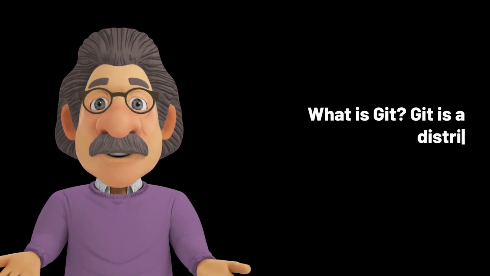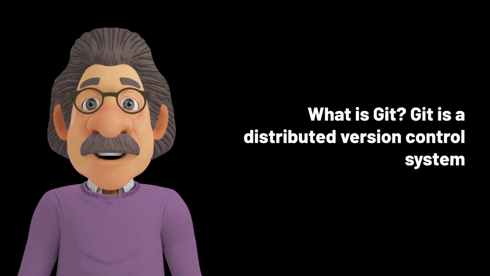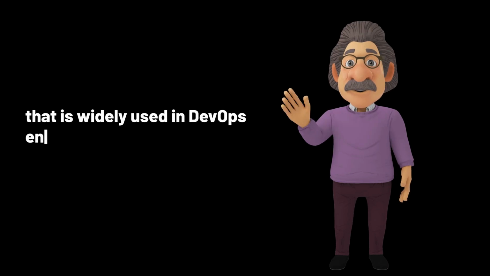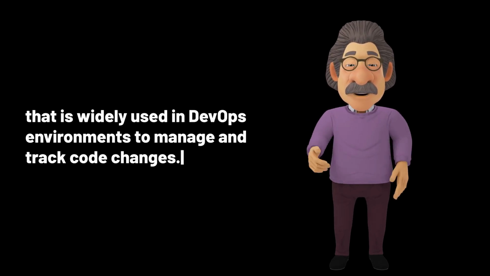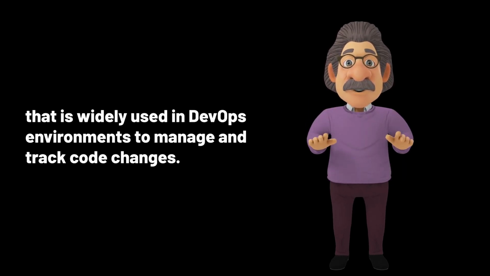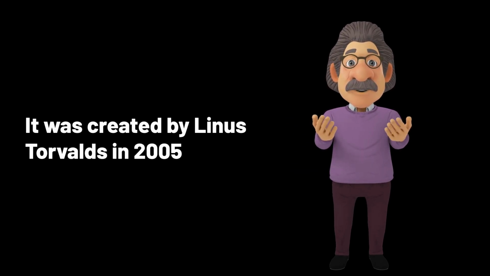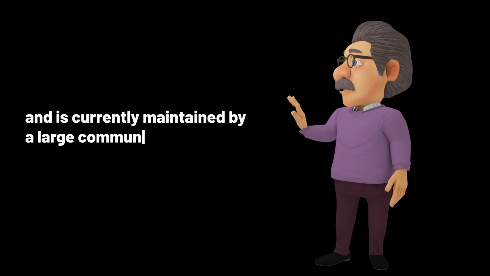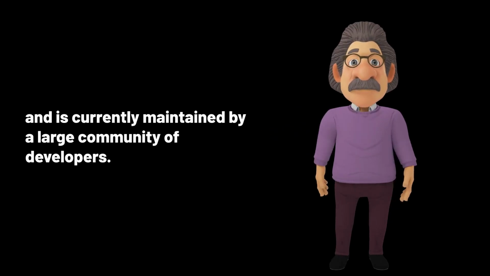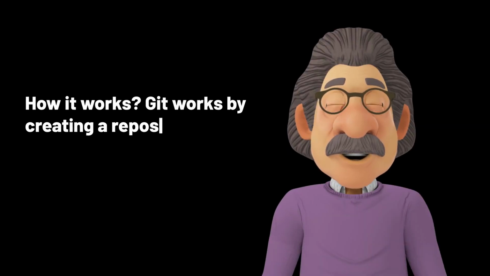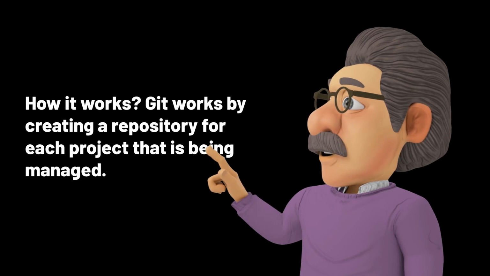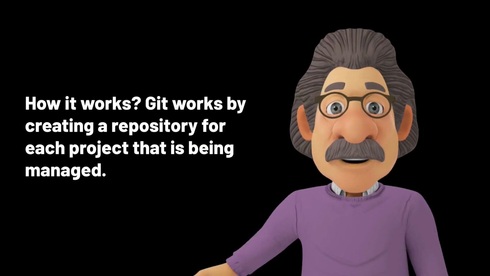What is Git? Git is a distributed version control system that is widely used in DevOps environments to manage and track code changes. It was created by Linus Torvalds in 2005 and is currently maintained by a large community of developers.